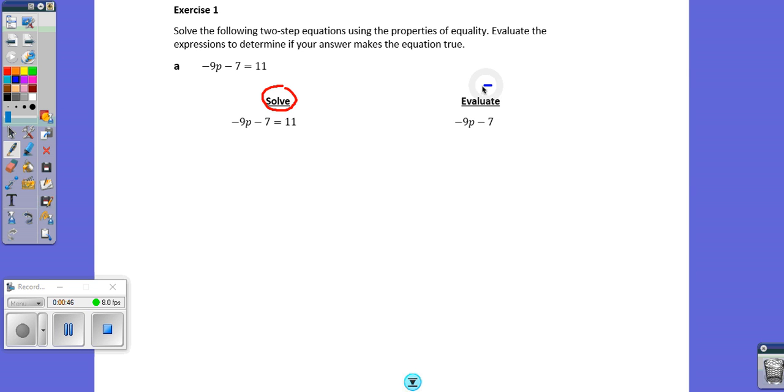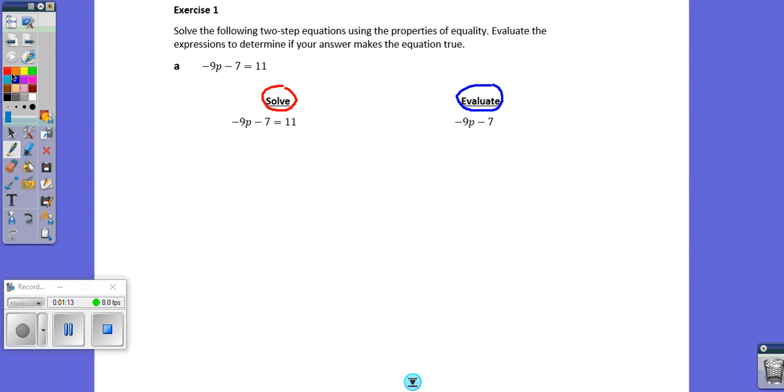And I just want to make sure we're clear on this. I'm not using the word check because technically this is not considered a formal check. However, we can use this strategy to see if the answer we got is correct. So it works similar to a check. So let's start with the solving aspect.